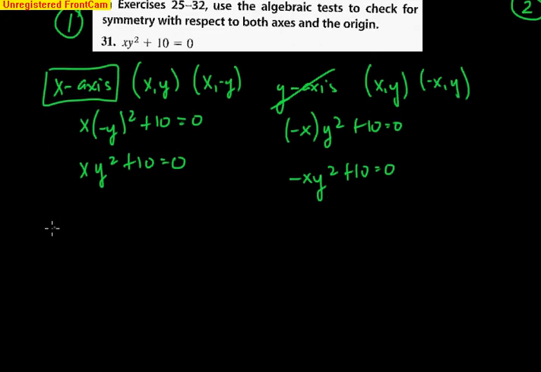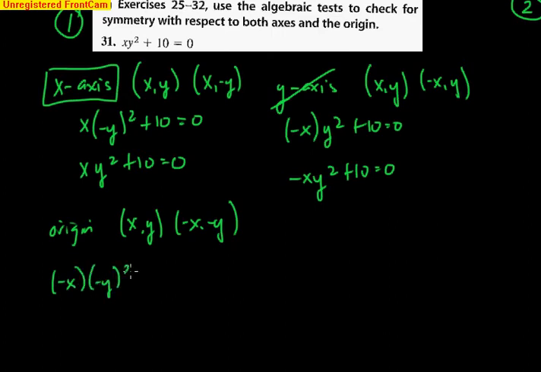The last one we'll check for is origin. And origin symmetry means if the point (x, y) is on your graph, then the point (negative x, negative y) should also be on the graph. So this time we plug negatives in for both. So the x becomes negative, the y becomes negative. So the first thing we do is we square the y.